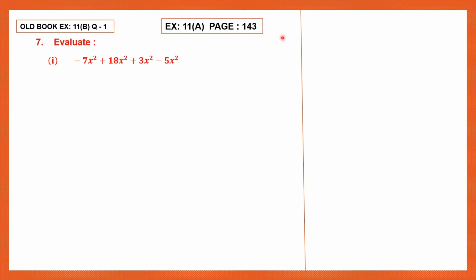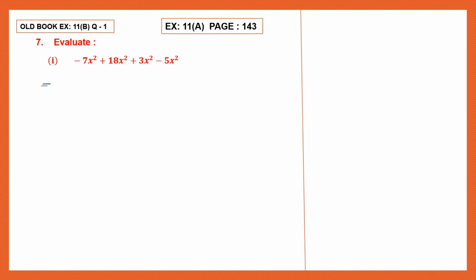Page number 140. Question 1. Evaluate. So here we have minus 7x square plus 18x square plus 3x square minus 5x square. As you can see, the literals are all the same. X square we have. That means they're all like terms. Now to evaluate this, you can straight away do it like this, or we can group the minus signs first and then the plus signs and do it. So let's do it that way.